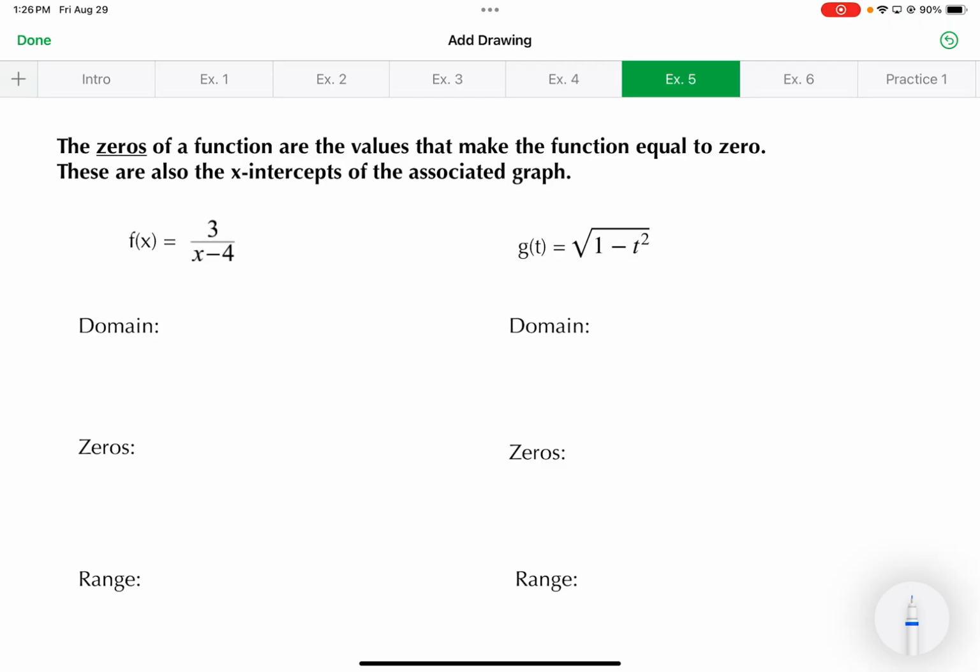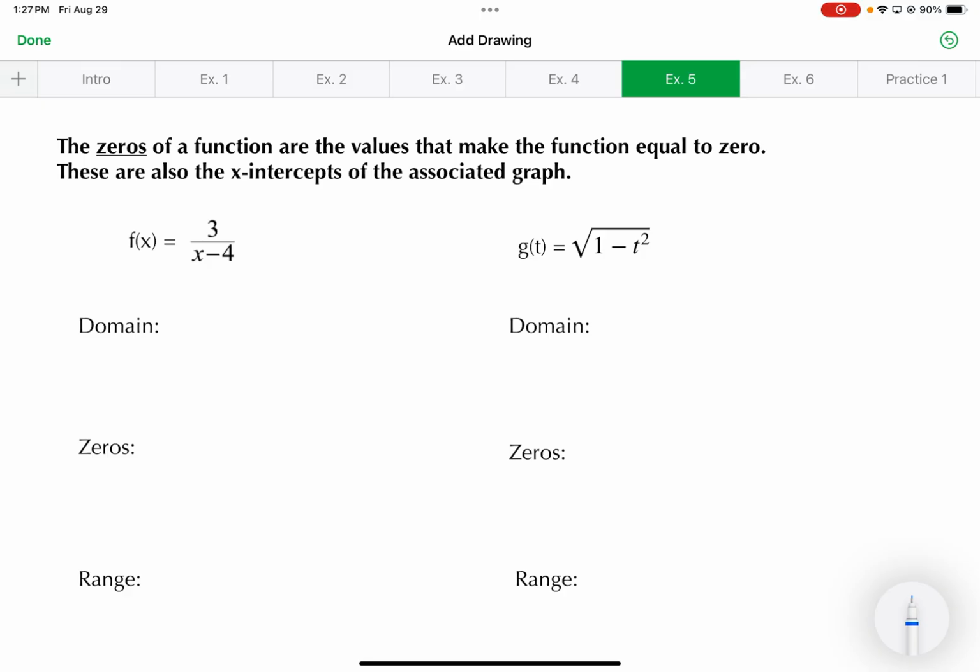Can't divide by 0. So when we're finding our domain, we need to find which values we're going to exclude, and that would be anything that would make the denominator equal to 0. What else can we not do? If we want to get a real answer, what can we not do?